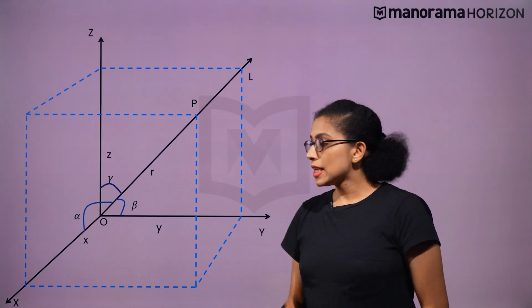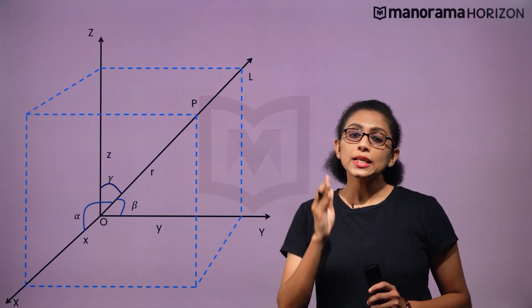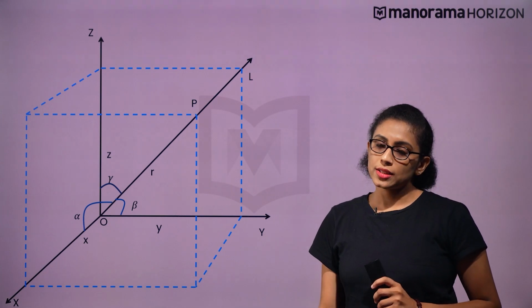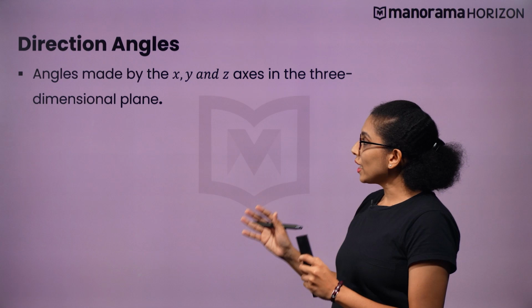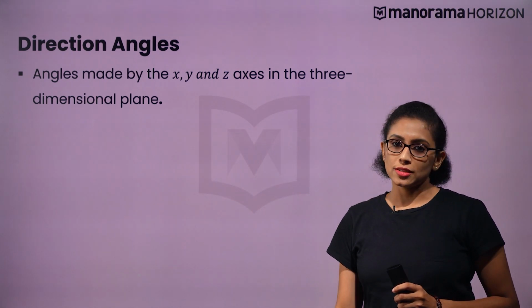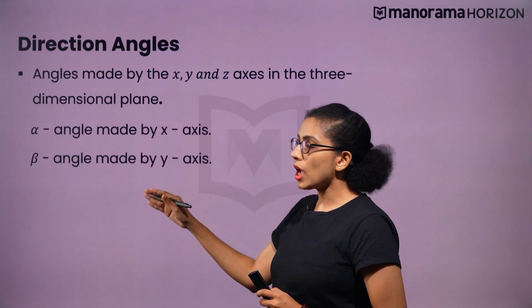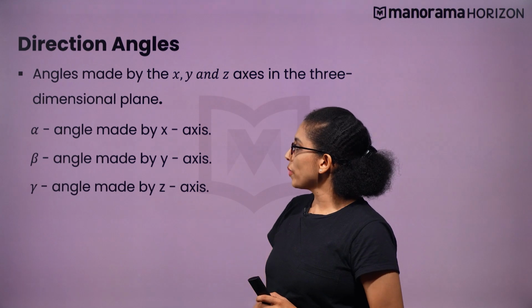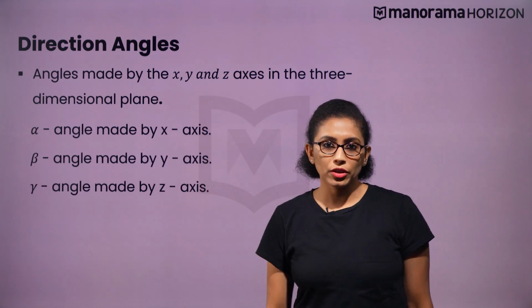Then these alpha, beta and gamma are known as the direction angles. Thus, a direction angle is defined as the angle made by the vector with the reference axis. Here the angles are alpha, beta and gamma, which the vector makes with the x-axis, y-axis and z-axis respectively.